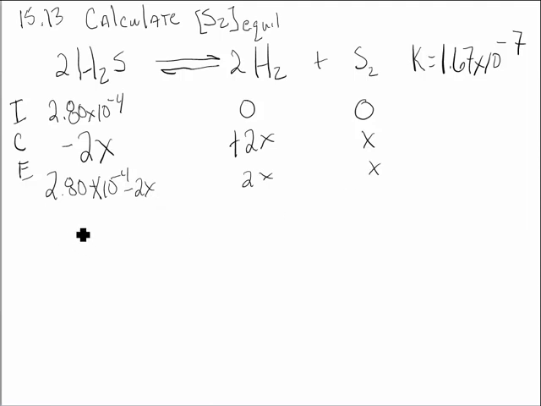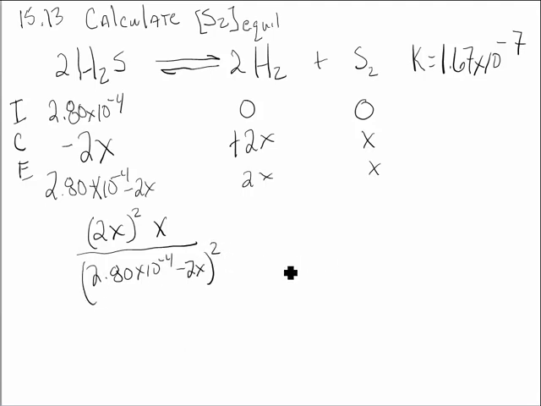So our equilibrium expression becomes the products over the reactants: 2x, squared, times x, over the starting material, the reactant, so it's going to be 2.80 times 10 to the minus 4th minus 2x, and that whole thing is squared. We've got a lot of squareds here, and that means we're probably not going to be able to use a straight simple solution, quadratic or cubic or something like that.